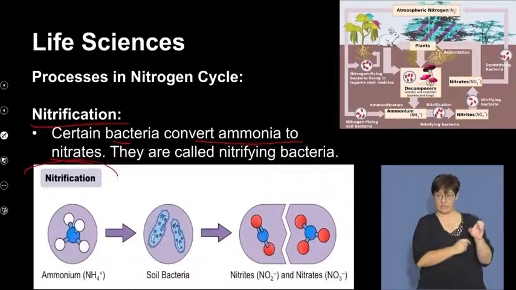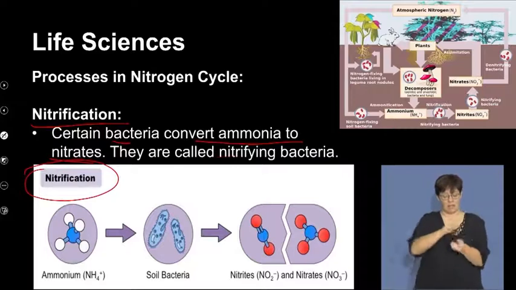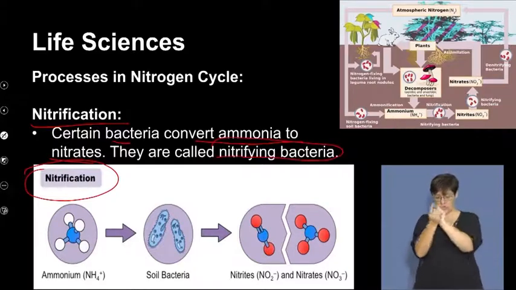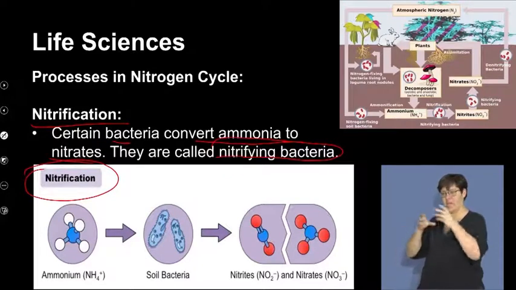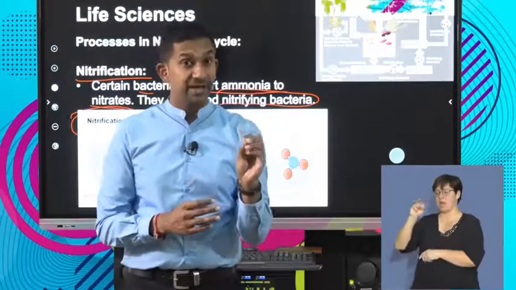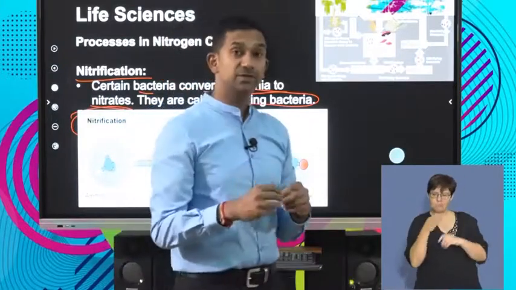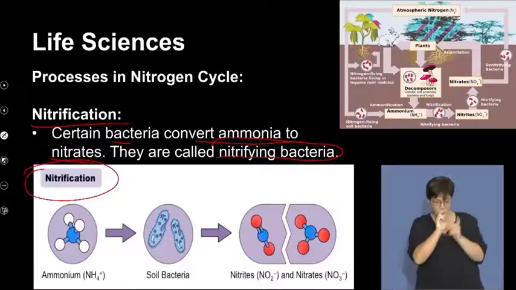Nitrification, again, the next process: certain bacteria convert the ammonia into nitrates. This process of converting into nitrates is called nitrification. These are called nitrifying bacteria. As I mentioned earlier on, we've got these leguminous plants that have these nitrogen fixing bacteria in their root nodules, and these are able to absorb and convert that into nitrates.